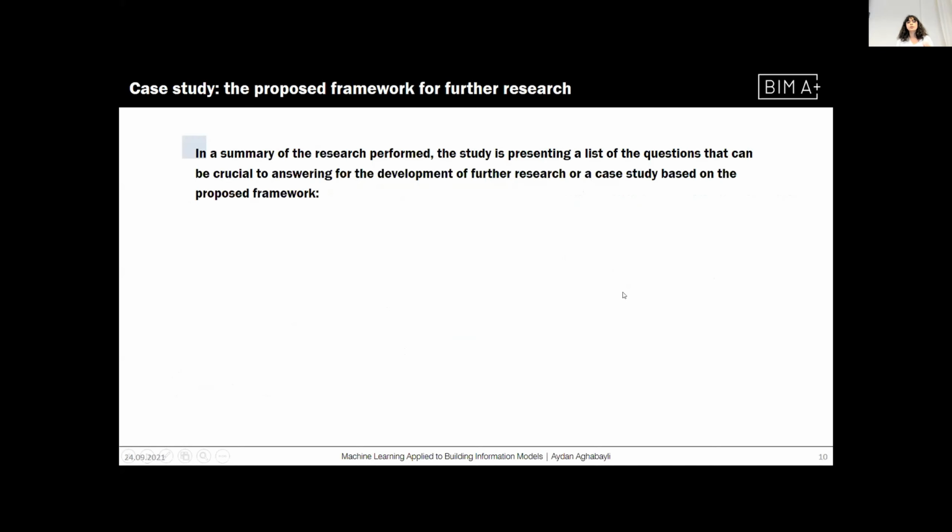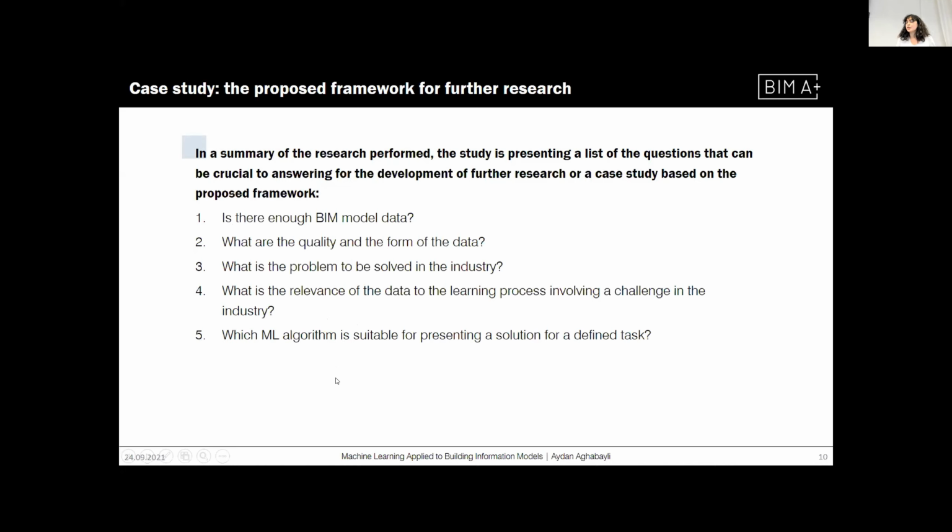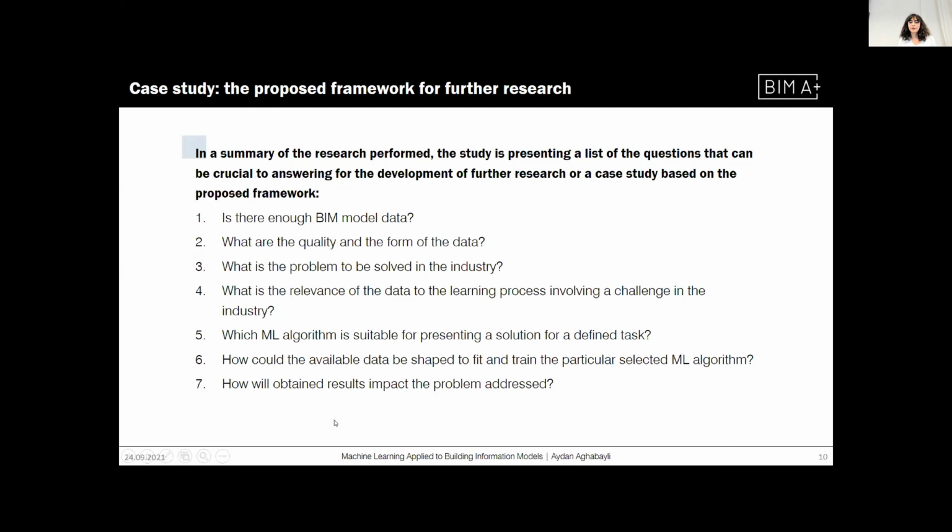In conclusion, some questions were proposed as guidelines for future case studies that can be developed based on this research. These questions can be answered in future research. Firstly, is there enough BIM model data? What is the quality of the data and the form of the data format? What is the problem that can be solved in the industry? What is the relevance of the data to that problem? Which algorithm should be implemented for this particular solution? How can the available data be shaped to train this particular algorithm, and how will the obtained results impact the problem addressed?